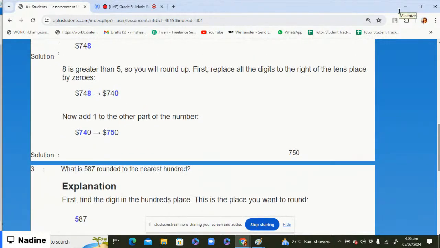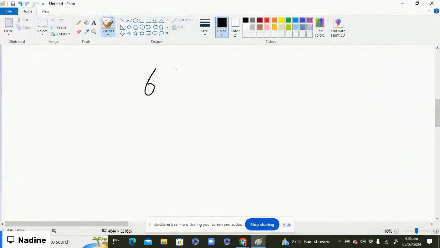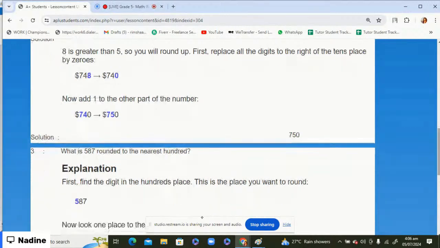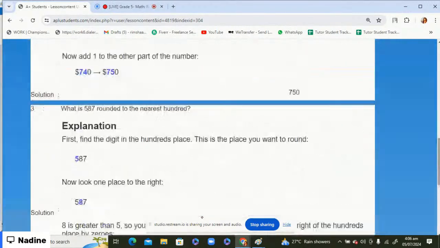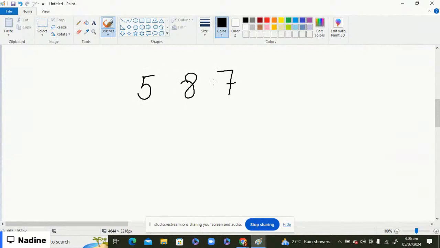Okay, this one, 740 to 750, it's all up to you, because we are going to add one digit. Let's take an example closer to that one, like 587. If I choose this example, 587, now look here.